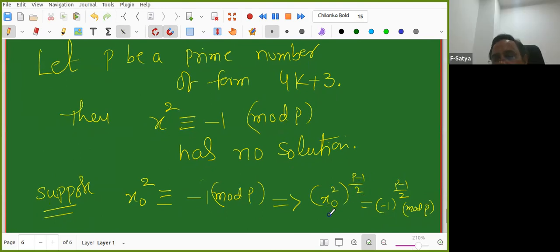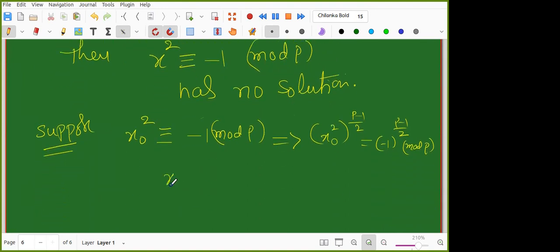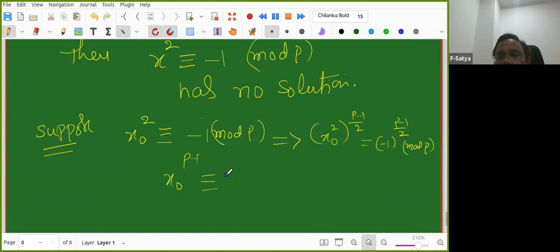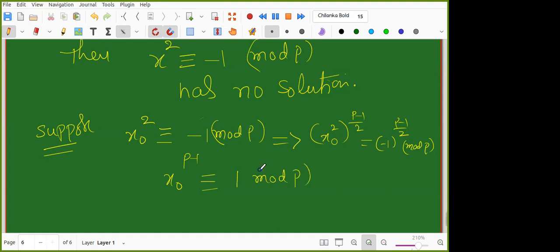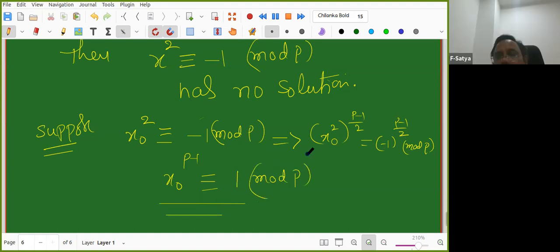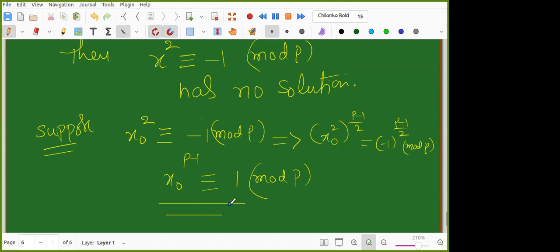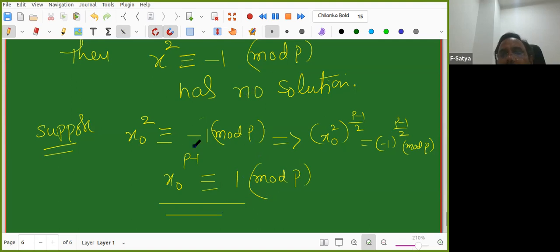x naught to the power p minus 1 is congruent to what modulo p? Minus 1 modulo p, that is what we are getting here. But actually x naught to the power p minus 1 is congruent to 1 modulo p. That is Fermat's little theorem. So I am getting a contradiction. Very nice. Suppose this has a solution, then x naught square is congruent to minus 1 mod p, but now I raise both sides to the power (p minus 1) by 2. I hope next time onwards we will not forget this proof. Very useful.